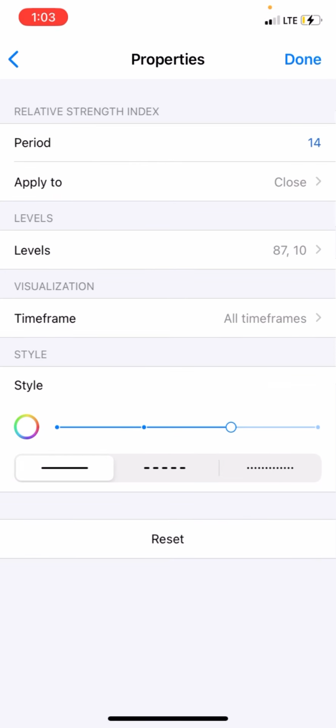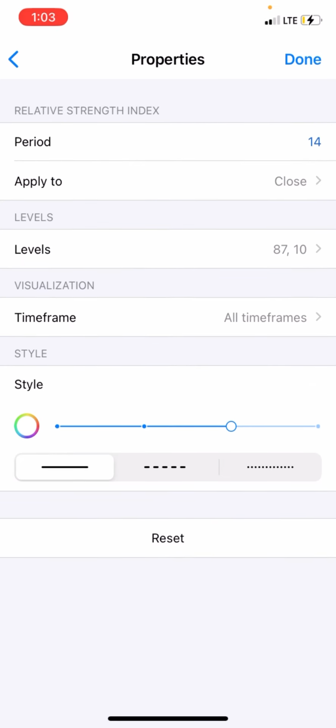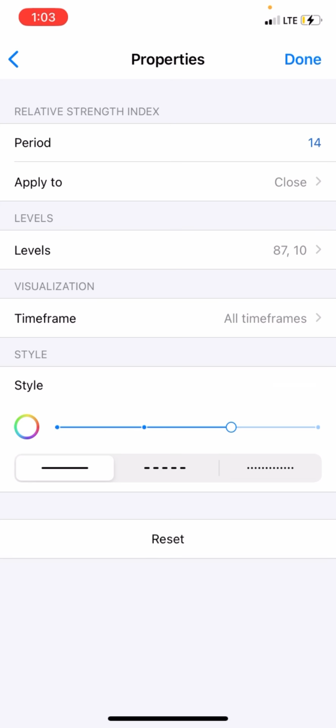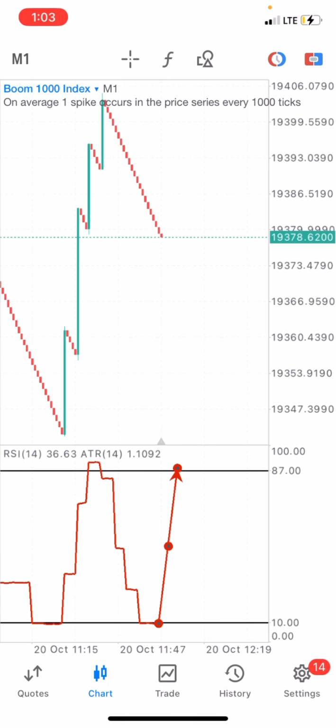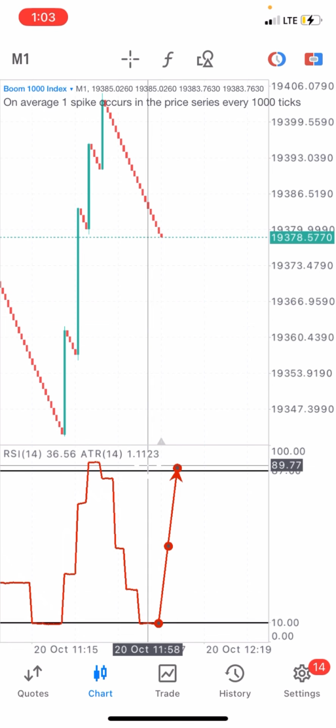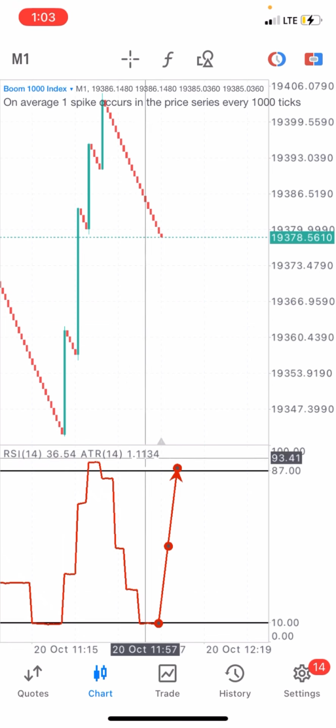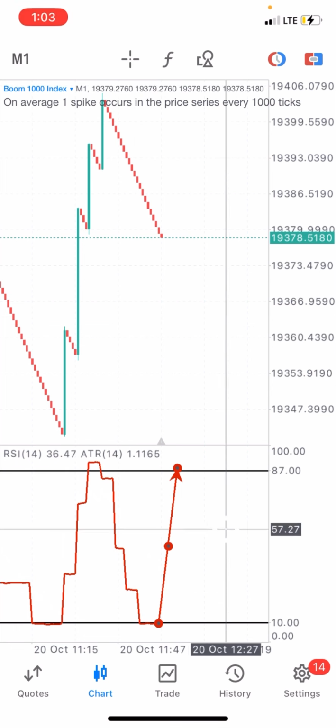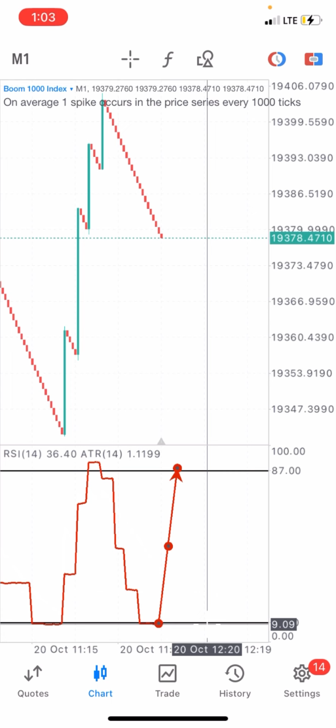All right, so you click done, and then for visualization, use the same color as the background of your chart, and then click done, and then you would have your RSI appear on your indicator window. This is the level 87 and this is the level 10, right?